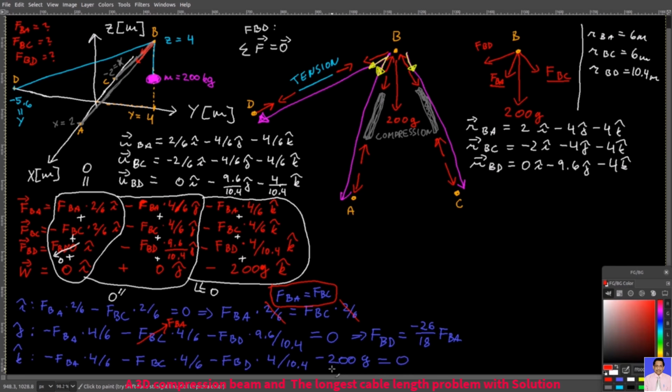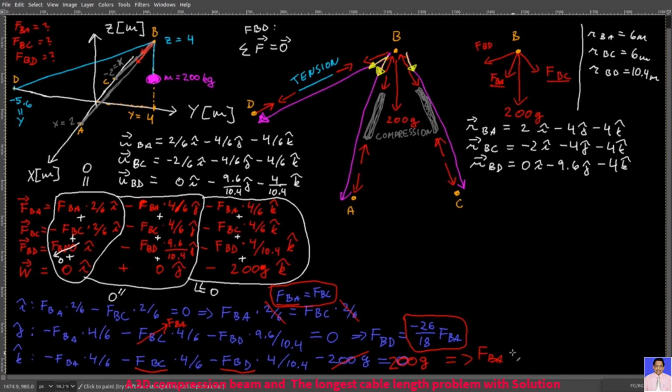Now right away you can take this term and put it here. Now this FBD here, you can replace it with this one here. And this FBC, well, that also equals FBA. And so you will have an equation with one unknown. You will have FBA and then times all this equals 200G.